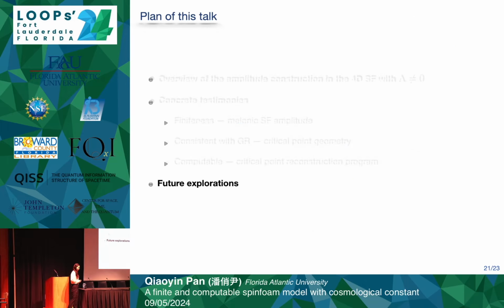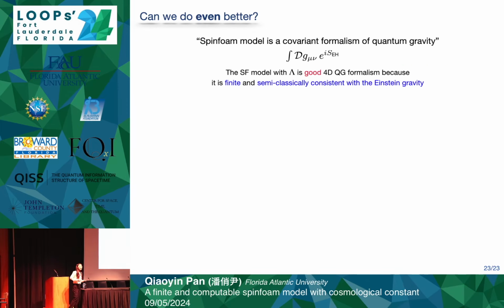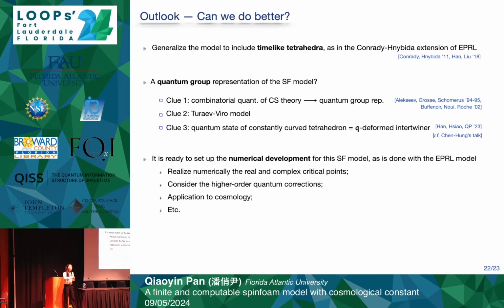Now, since I've shown you that this Spinfoam model has some nice and inviting properties, let me also point out some possible future exploration. Firstly, this Spinfoam model can be viewed as a generalization of EPRL, but with a non-zero lambda. As a generalization of EPRL, we only consider the space-like tetrahedra. So the generalization we can do is to also include some time-like tetrahedra, as in the Conrady-Neiter extension of the EPRL. And secondly, we expect that there should be a quantum group representation of this Spinfoam model.